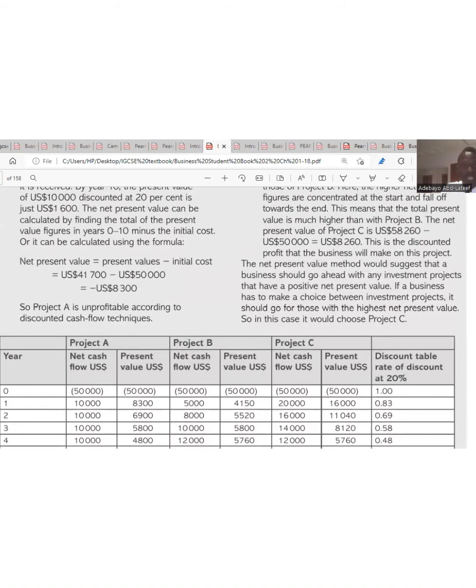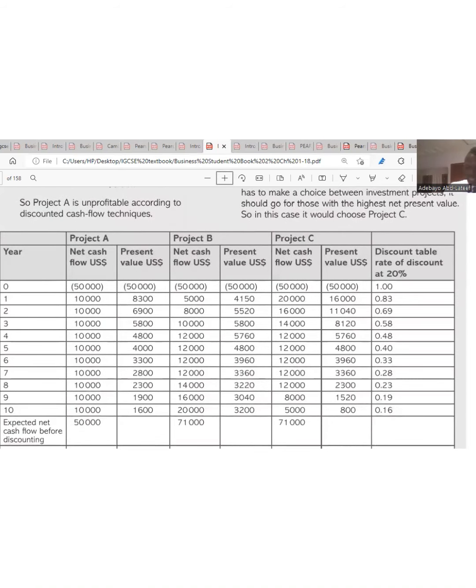Yes. So for project A, it's 41,700. So the present value for project A is 41,700. Then we said NPV is present values, which is 41,700, minus the initial cost, which is 50,000. So 41,700 minus 50,000 gives a negative of $8,300. So this project is going to be running at a loss. So you need to check other projects to compare and contrast.